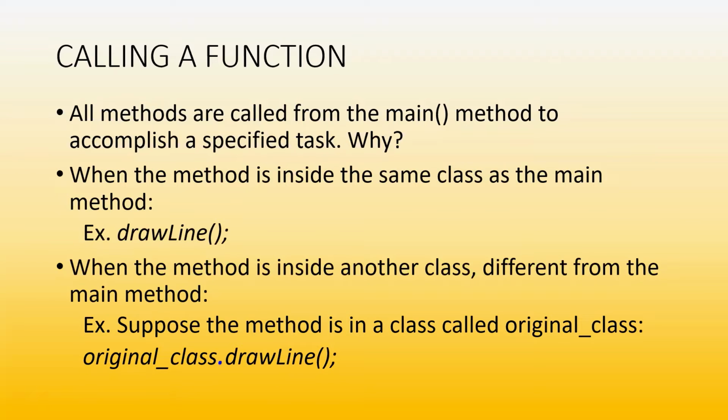When the method is inside the same class as the main method, we use the method name along with the parameter list, or if there are no parameters, we use brackets, and then we use a semicolon to call the method. When the method is inside another class, different from the class of the main method, then we use the class name and then a full stop, which is a separator or a punctuator. And then we write the method name along with the parameter list and then a semicolon.